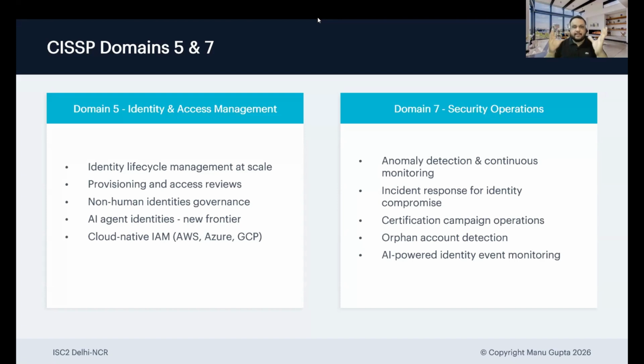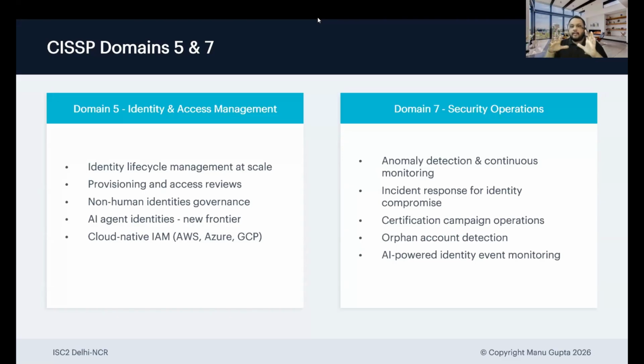And then domain seven is security operations. This covers anomaly detection, continuous monitoring, incident response involving any identity compromise, all domain seven, right? The operationalization of identity governance, running certification campaigns, the access review campaigns, right? Monitoring privilege creep, detecting orphan accounts, these are essentially security operations functions. AI monitoring of identity events is sort of the future of these security operations.